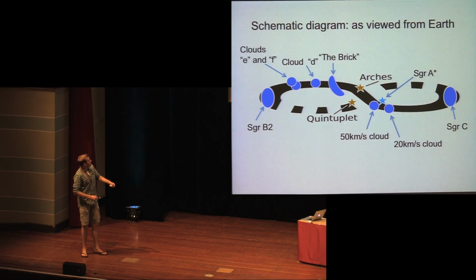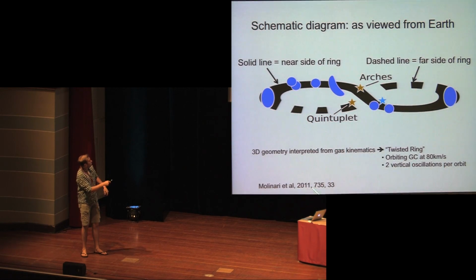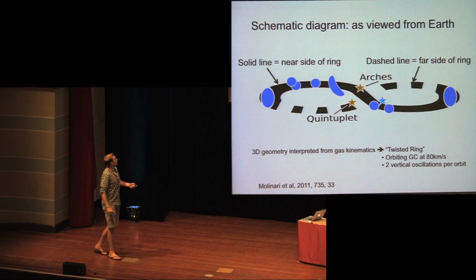That's the way you model it. It looks like this. Here's some of the clouds. This black solid line is supposed to be the front, and this is the back of the cloud. So if you model that as this twisted ring that's orbiting in this way around the galactic center, 2 oscillations every orbit, and at 80 kilometers a second. This is Sergio Molinari's paper.